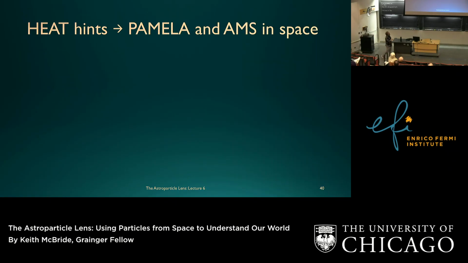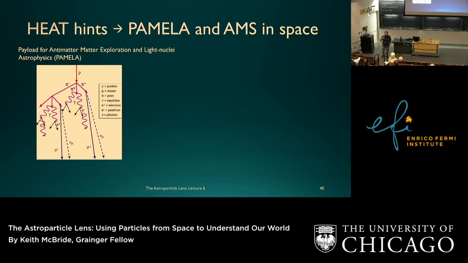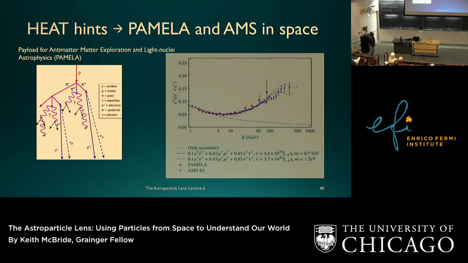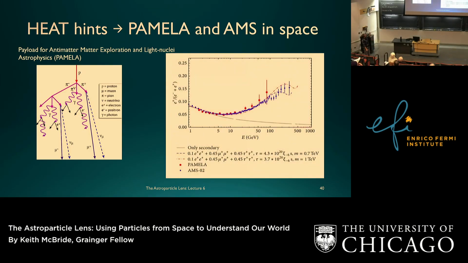So these hints from the HEAT instrument led to other detectors in space, like PAMELA, which is the Payload for Antimatter-Matter Exploration and Light Nuclei Astrophysics. That one was launched in 2005 or 2006 and operated for a decade, as well as AMS, which I mentioned with the spacewalk before. And so they went and measured those positrons, both of these instruments actually in space, and they found that excess to be real. So something in the Milky Way is producing more positrons than we expect, right?